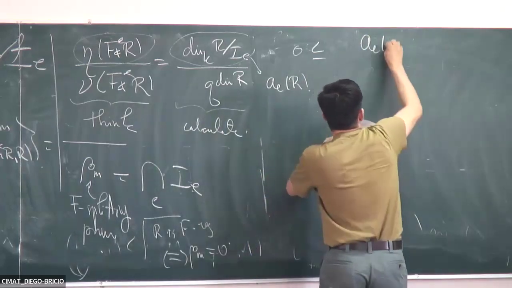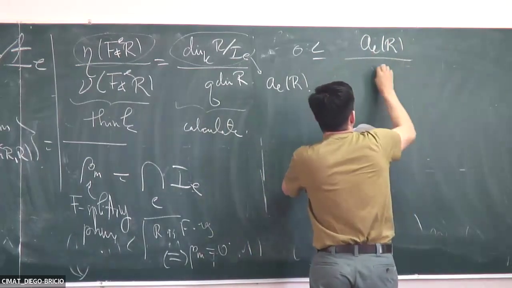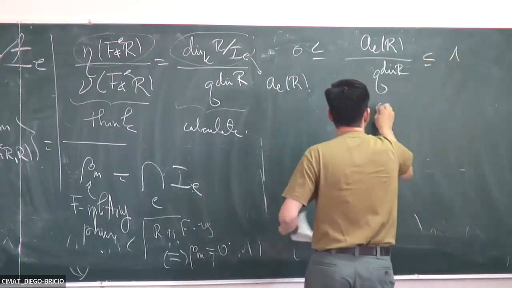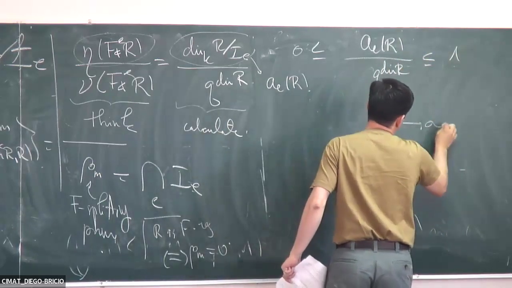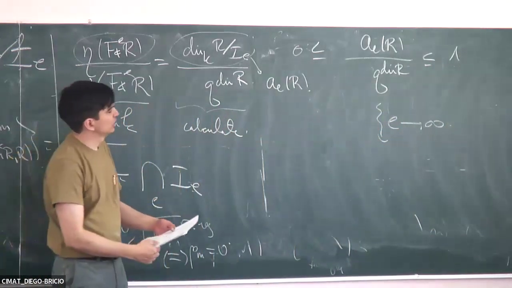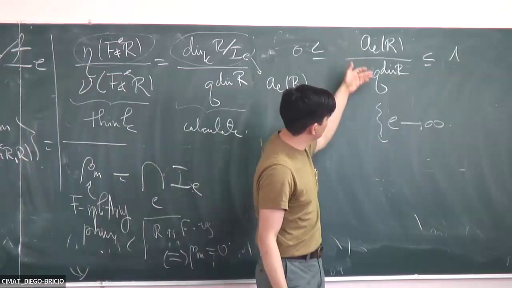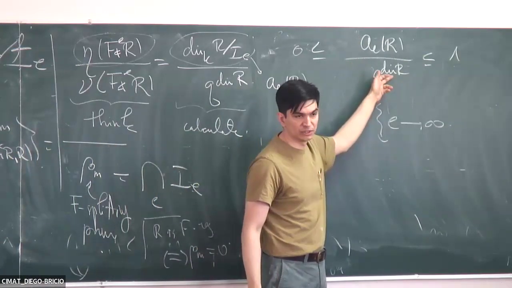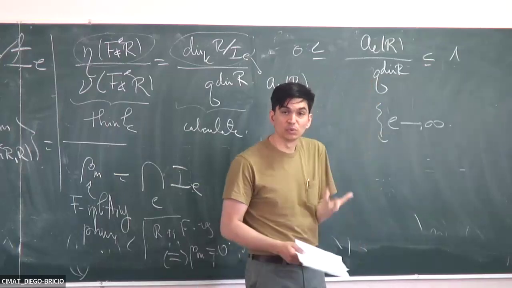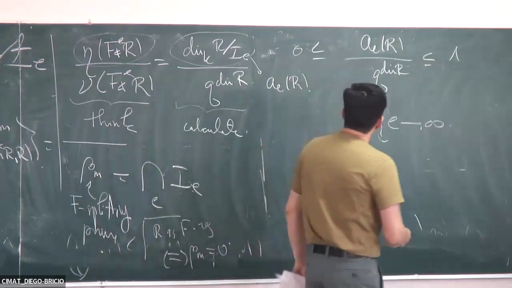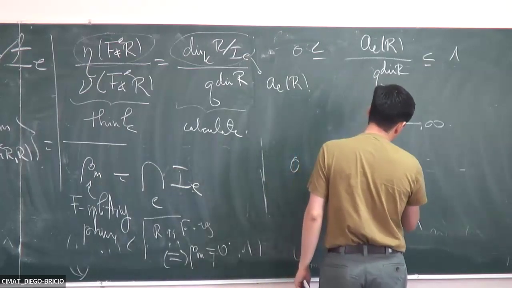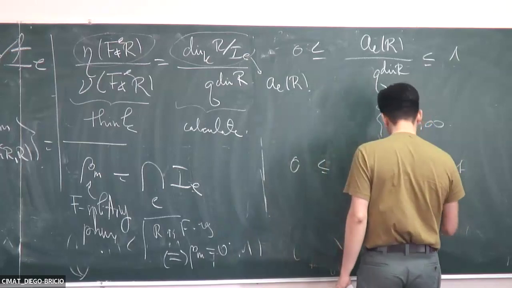So let me take a_e of R. I'm going to divide by q to the dimension of R, and I'm going to take the limit when e goes to infinity. In practice, this number is often a polynomial in q of dimension degree, and you're looking for the leading coefficient of that polynomial. It's like a multiplicity. So you end up with a number that by definition is called the F-signature.